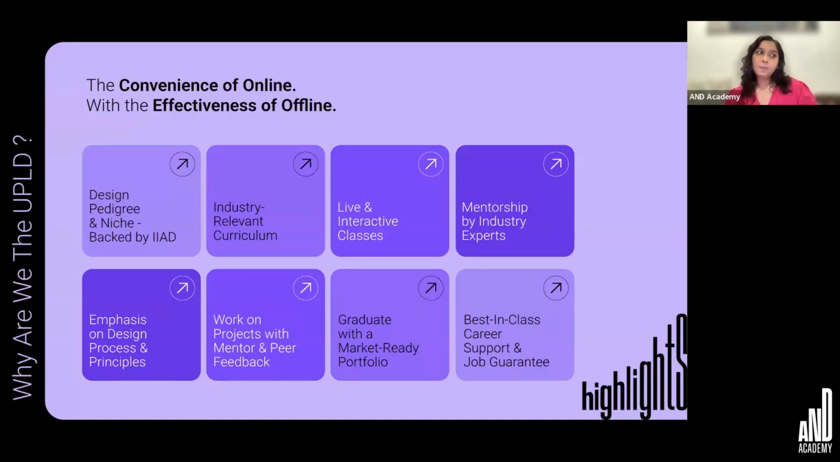It is a refined model that is built on the pedigree of IIAD, which has been in the design education or imparting design education sector for over a decade now. So that is the pedigree that we actually come from. All of the courses at AND are designed by people who are design practitioners and also academicians. So you get very relevant, updated knowledge about the industry.